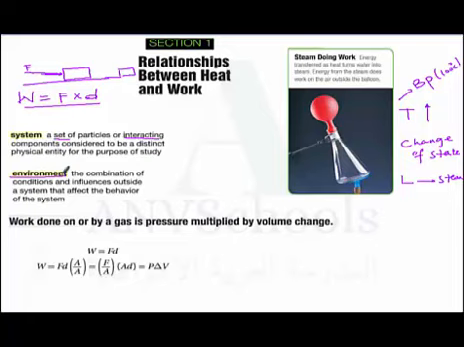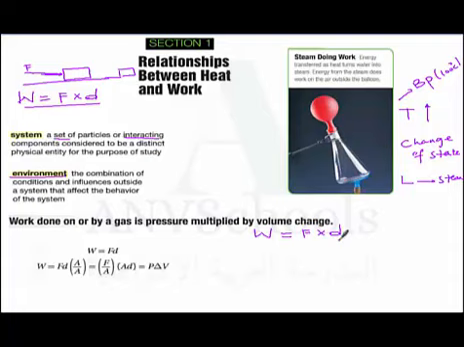Now in this case I want to derive a formula. I just want to show you how to find the work done by these gas particles. I'm going to derive a formula that can help us find the work done on the gas or the work done by the gas. From our earlier physics background, we know that work is defined as the force that we apply multiplied by the displacement. So work is the product of force and displacement.